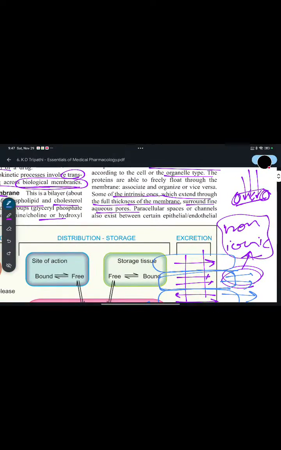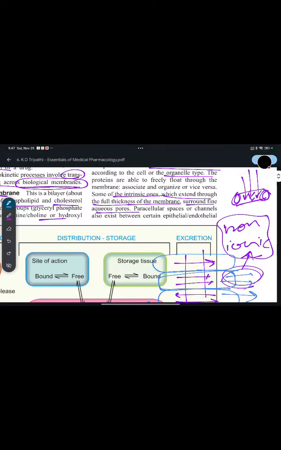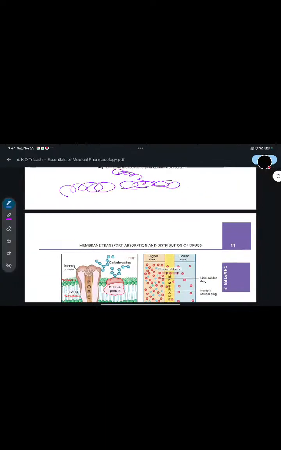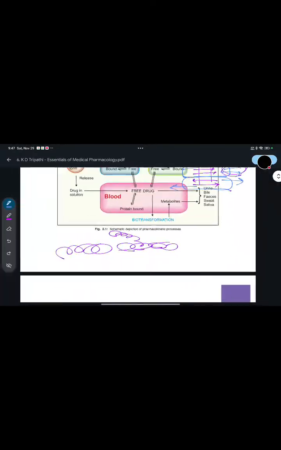These three types, symport, uniport, and antiport, are offered by aquaporins. They are called aqueous pores. Next, paracellular spaces or channels also exist between certain epithelial and endothelial cells.